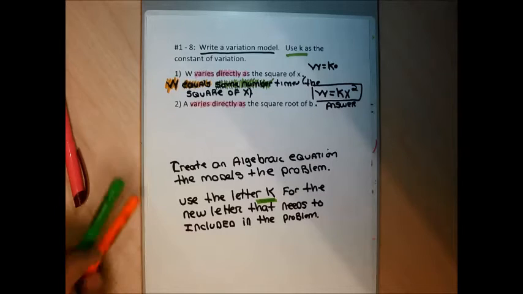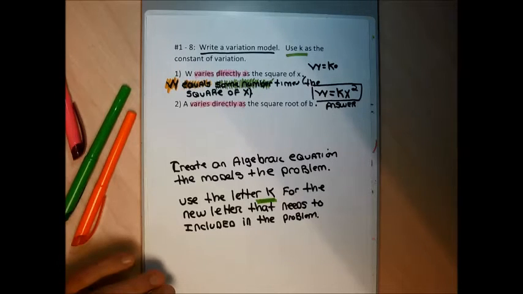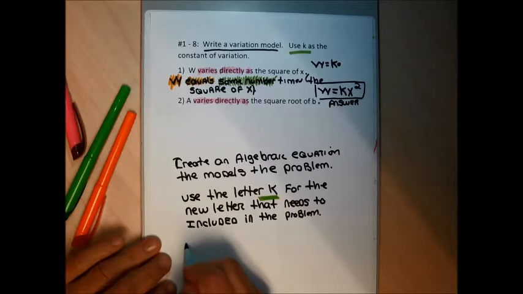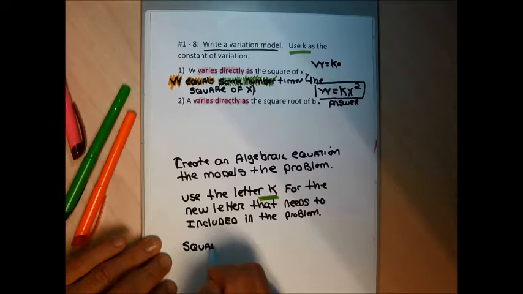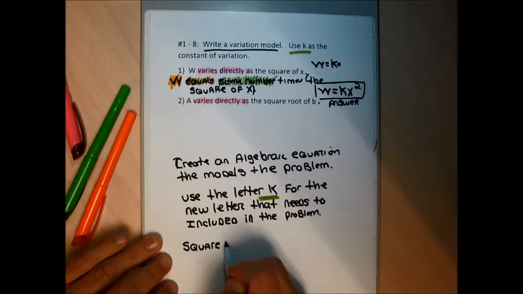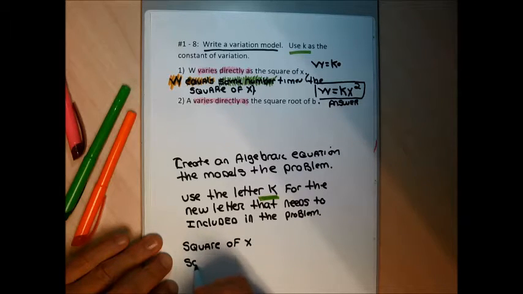In this section, we have to understand some words. And let me just scribble down here at the bottom. The words that we might see that we're going to have to translate to letters might be something like the square of x that I just saw. We might see something like the square root of x, which we're about to see.